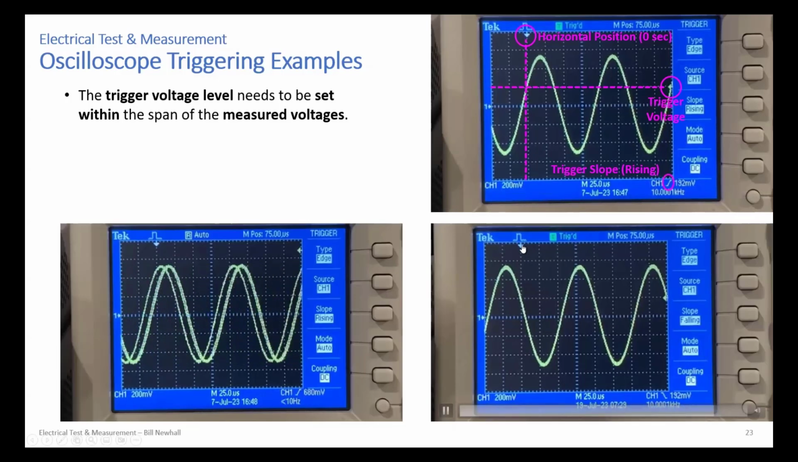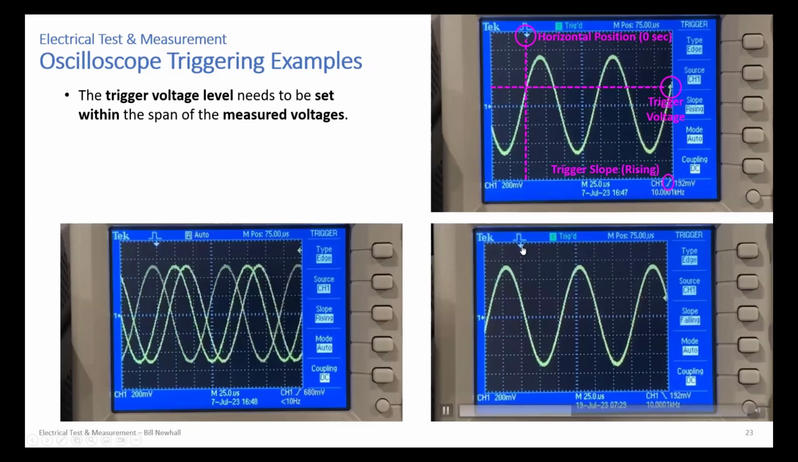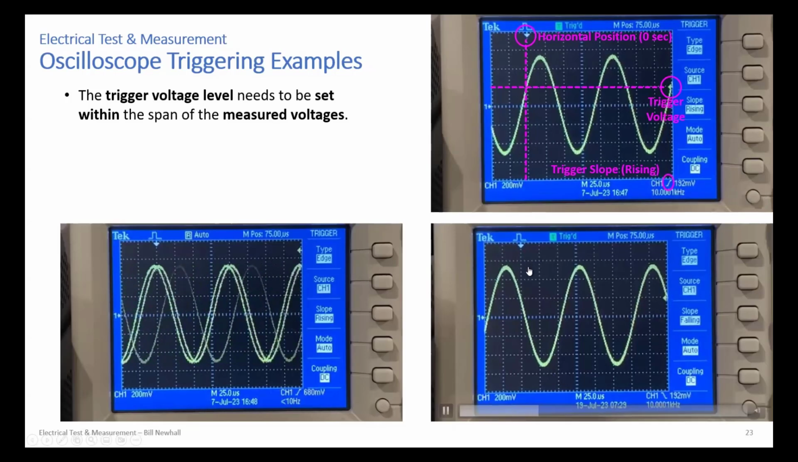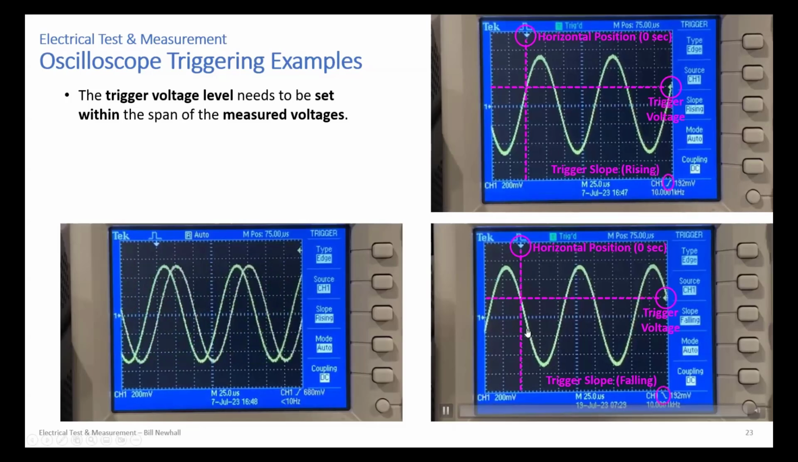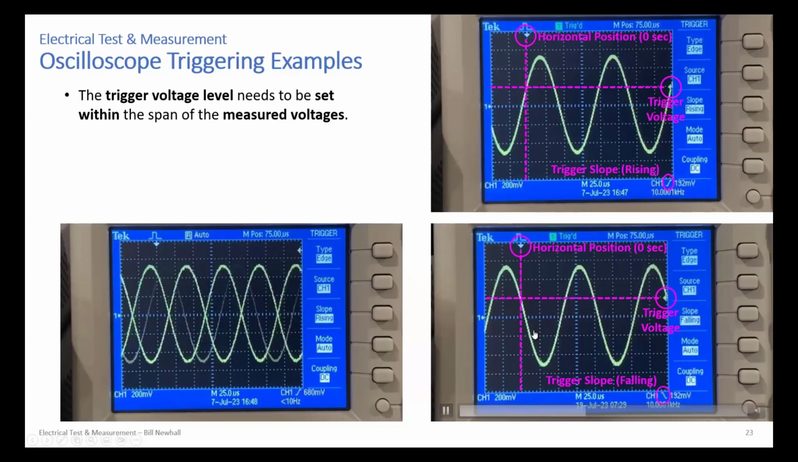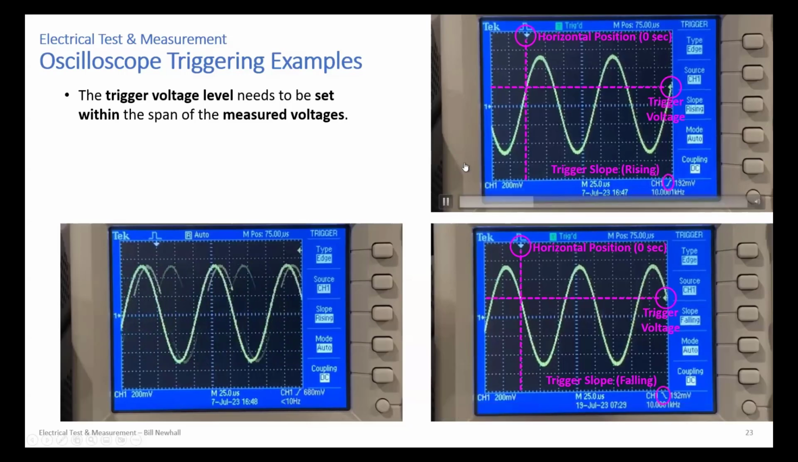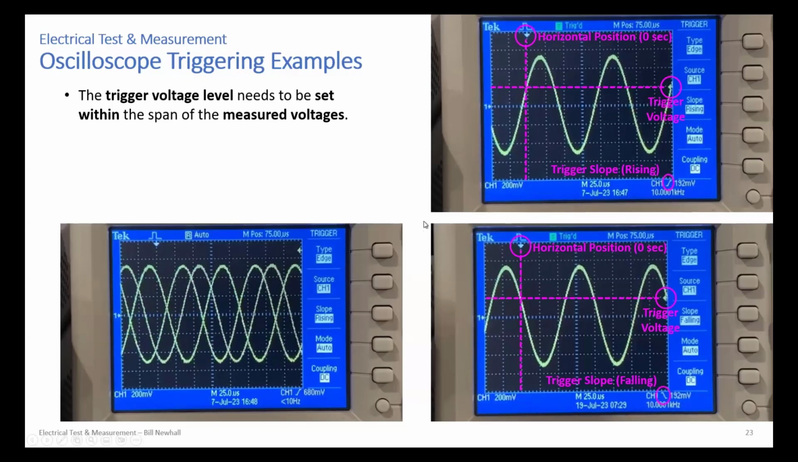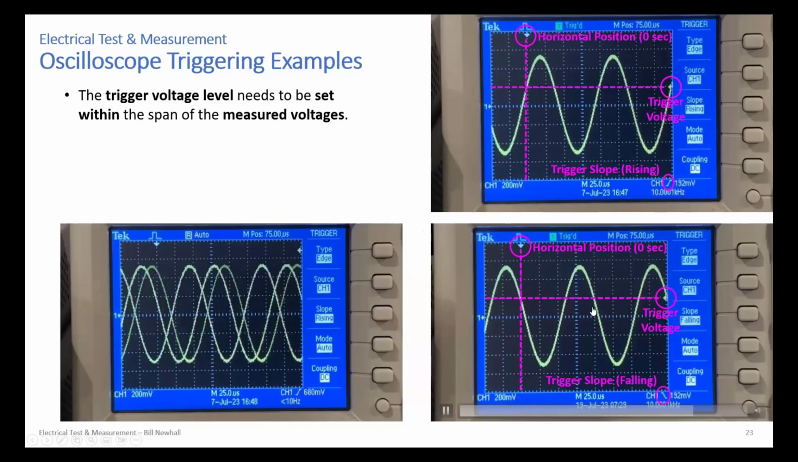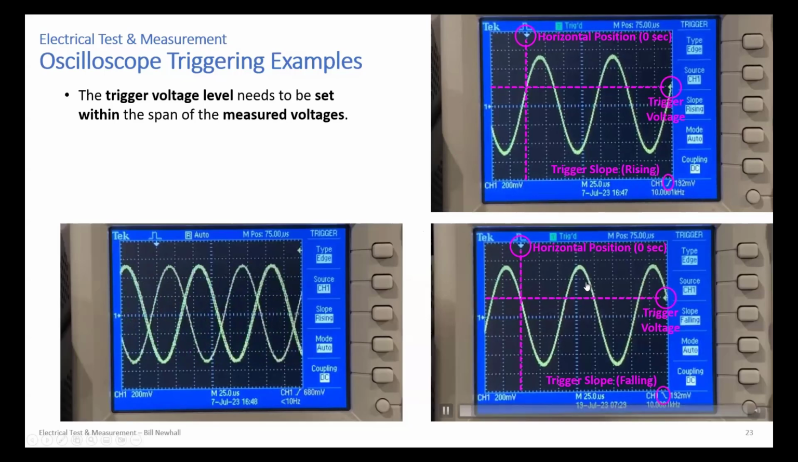Right, in the bottom, I still have the same horizontal position. I have a trigger right here. I have the same trigger voltage right here. Okay, but the waveform shifted. That's because I'm triggering off of a falling slope. So here you have a falling edge or a falling slope off of which I'm triggering. Okay, so that's typically what you want to see when you're looking at a periodic waveform. You want to have the trigger voltage somewhere between the min and the max of the voltage you're measuring.